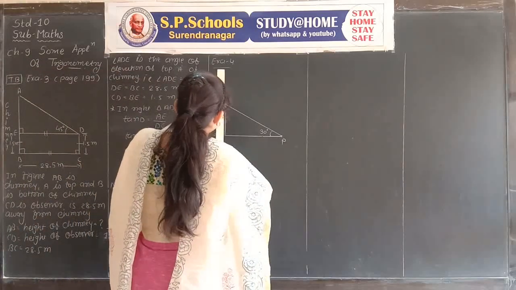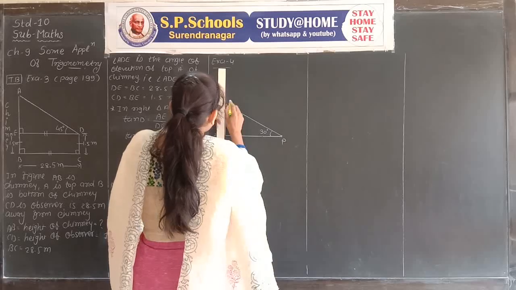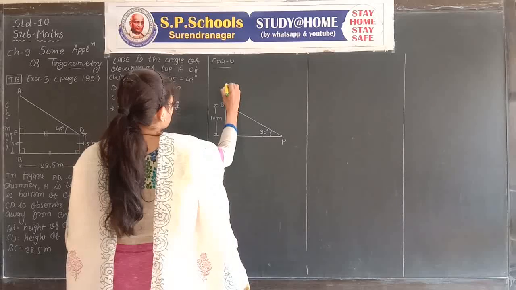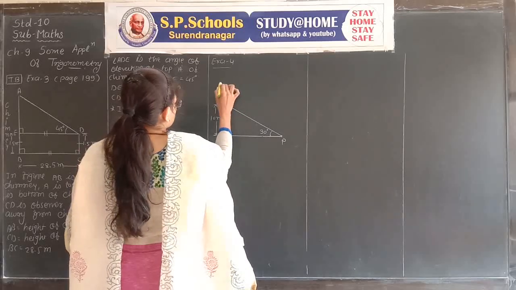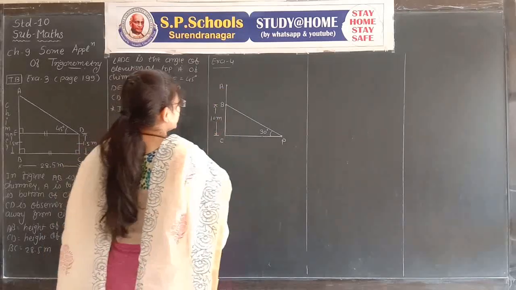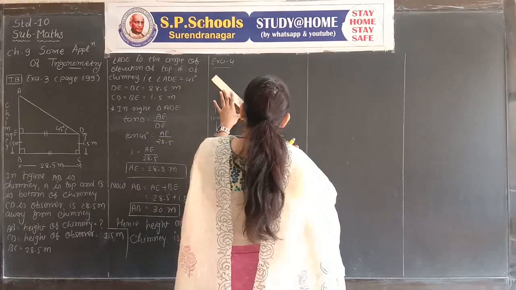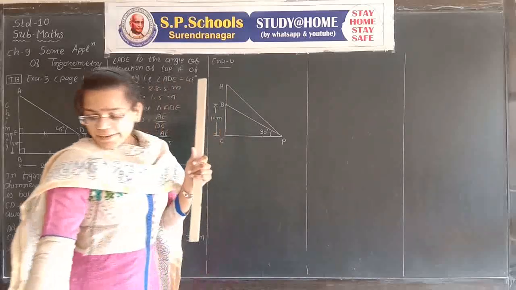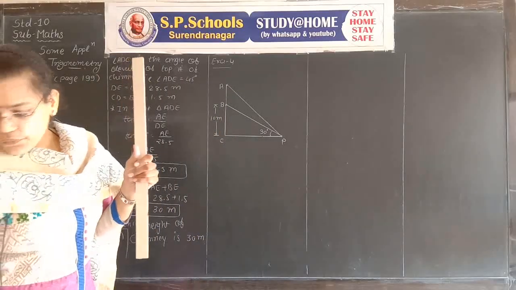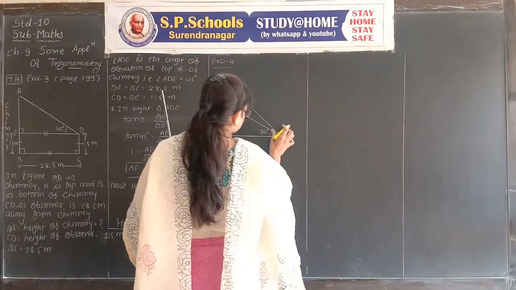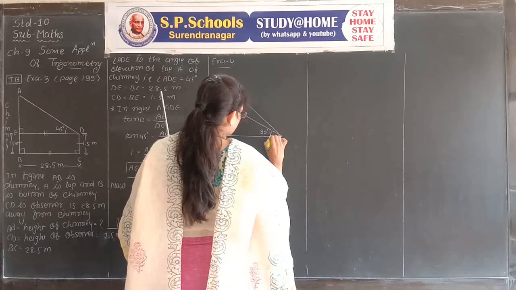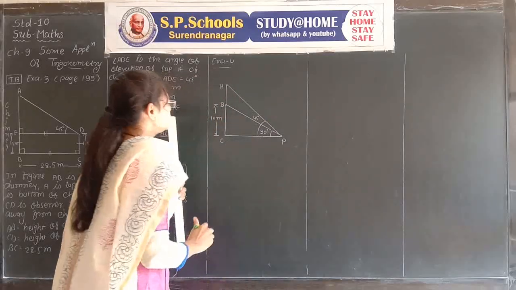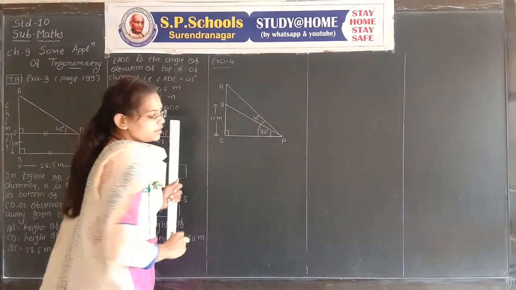Now again we have to draw one flagstaff on the top of building B. AB is the flagstaff. From the point P, the angle of elevation of the flagstaff given in the question is 45 degree. The smaller angle is 30 degree and the larger angle is 45 degree. Angle C is 90 degree.